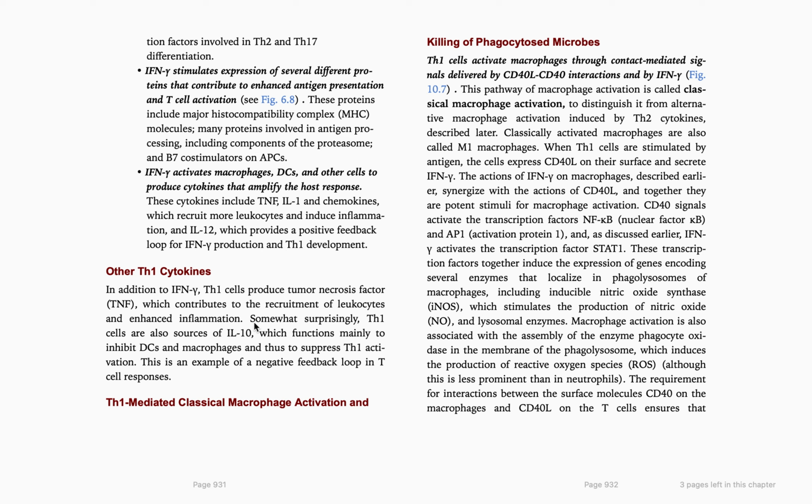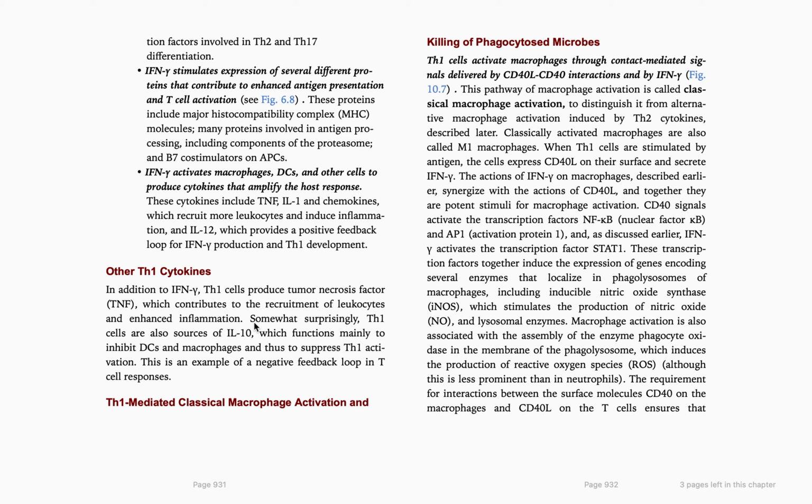These cytokines include tumor necrosis factor, interleukin-1, and chemokines, which recruit more leukocytes and induce inflammation, and interleukin-12, which provides a positive feedback loop for interferon gamma production and T helper 1 development.